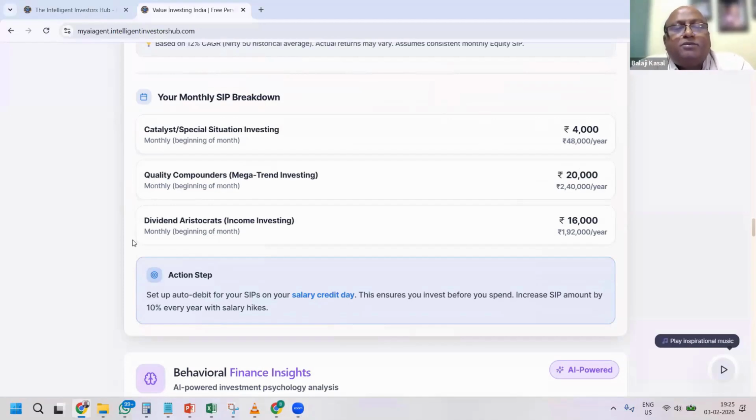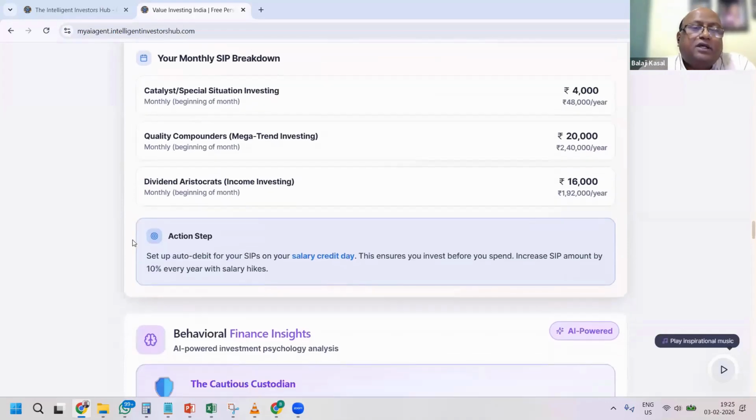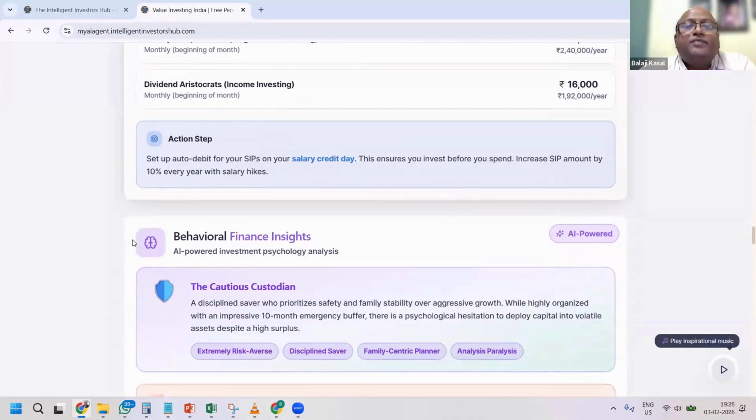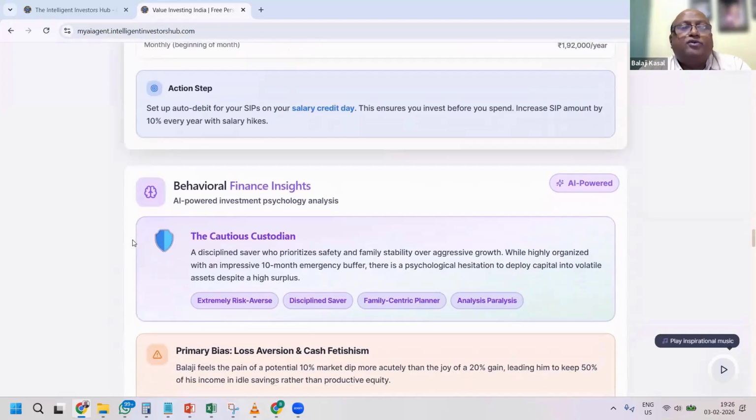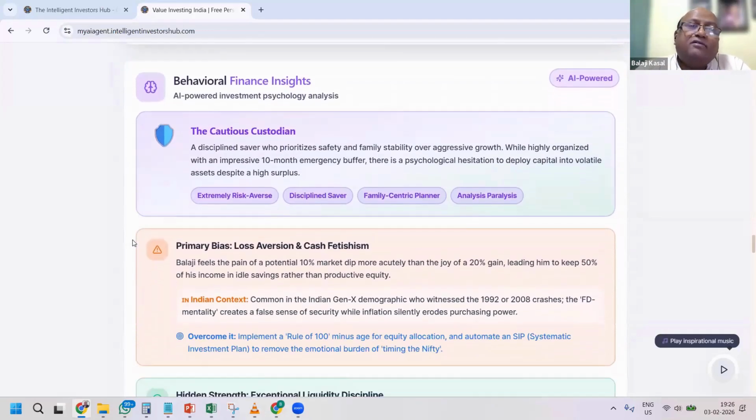Suppose someone wants to be very conservative, based on my risk, because I have taken the moderate risk, and I have taken the aggressive and so forth, based on that decision. It is also suggesting salary, automatic investment, and it also gives behavioral insights, like how we should be behaving financially, AI-powered, of course, based on the trend and all.